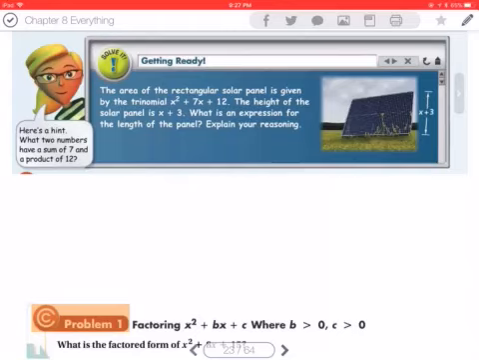All right, we're moving on to 8-5 here. So I want you to try the getting ready problem, read through it, pause the video, and then try it on your own, start it back up, and compare your work.